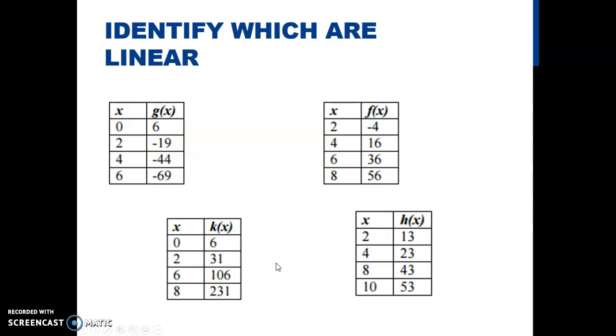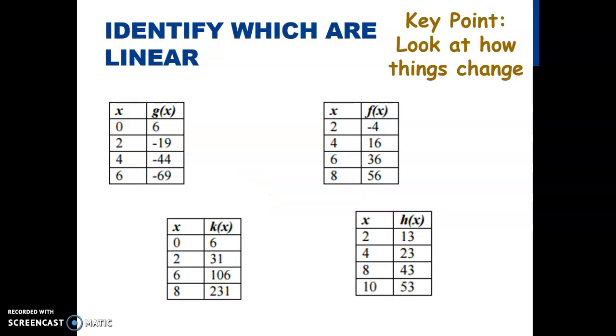Now, one of the things I'm going to start off with is tables of data, just to get the idea about linear. What does it mean? It means about the same amount of change. That's what makes it linear. It's a straight line. What makes the graph a straight line? It's because of the change. Okay, so that's what we're going to be looking at, how things change.